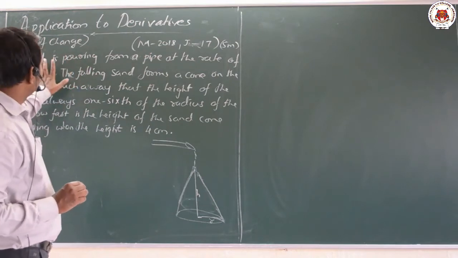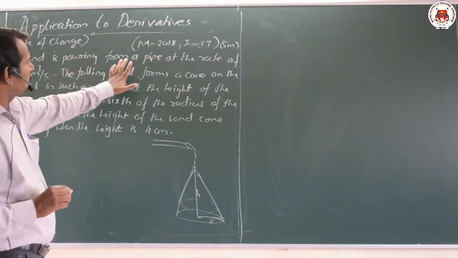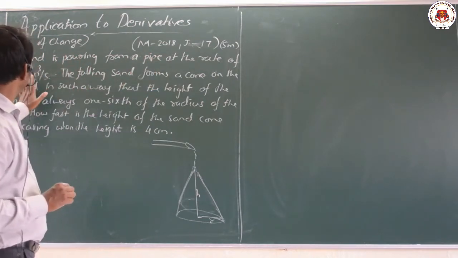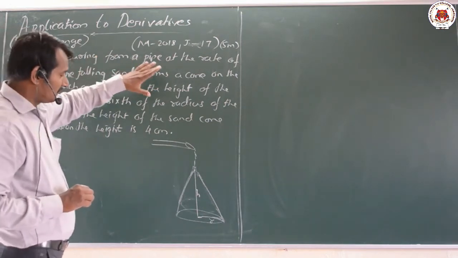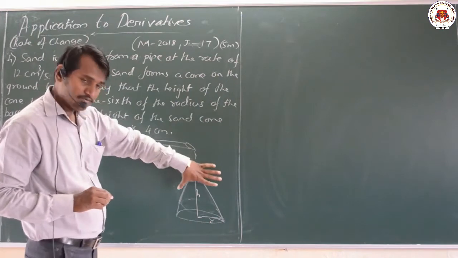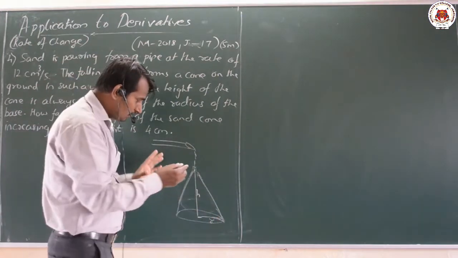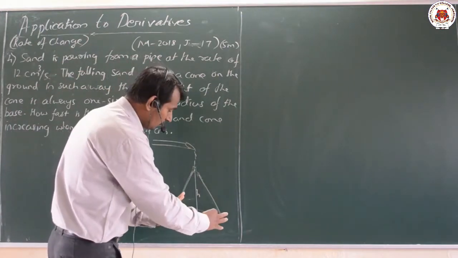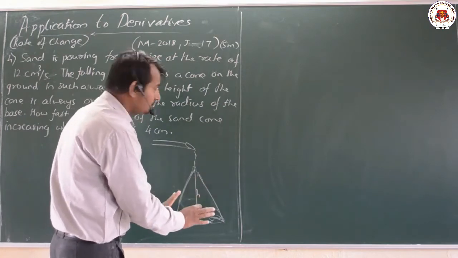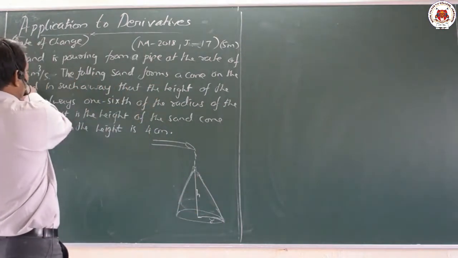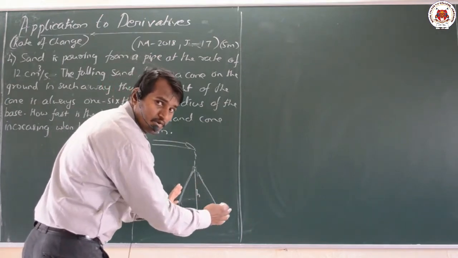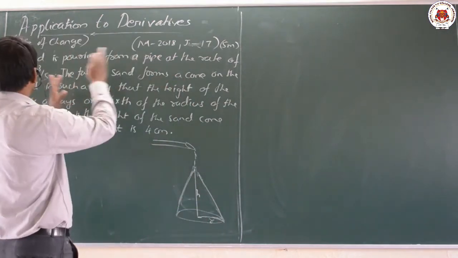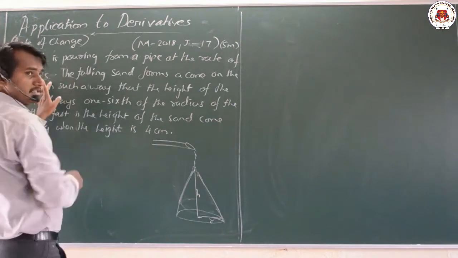Now what it is telling us is that sand is pouring from a pipe at the rate of 12 centimeter cube per second. That means sand is pouring from the pipe, and when the sand is pouring there forms a cone. And the cone is forming means what? The cone is forming at the rate given, the volume of the cone. So the volume of the cone is forming at the rate of 12 centimeter cube per second.